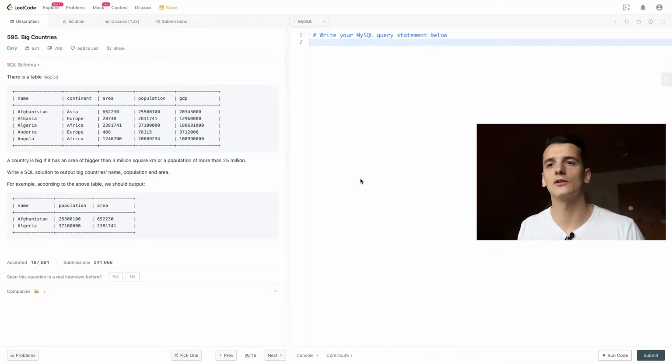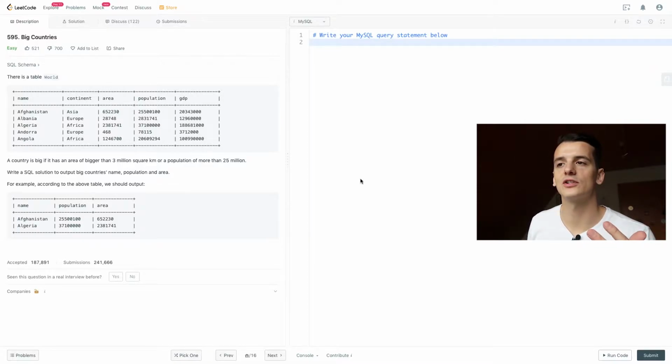So we have an SQL table called World, which has five fields: name, continent, area, population, GDP. So we have a bunch of countries with their continent, area in terms of maybe square meters or square miles, population, and GDP as gross domestic product, so some kind of financial information.